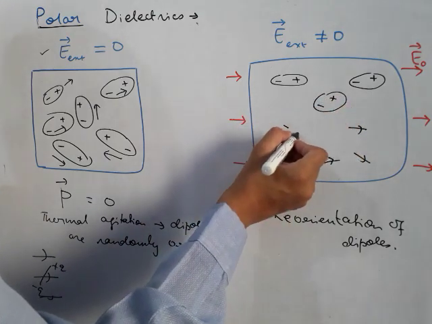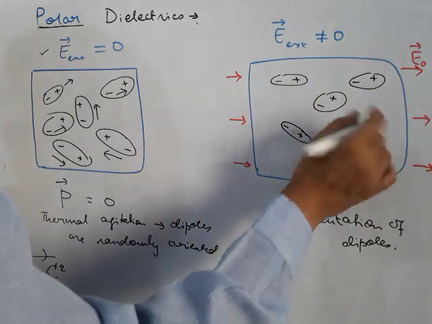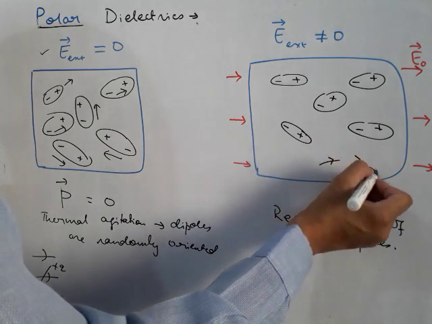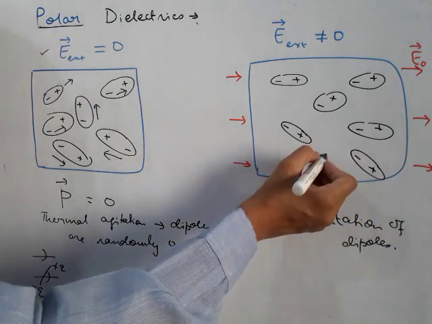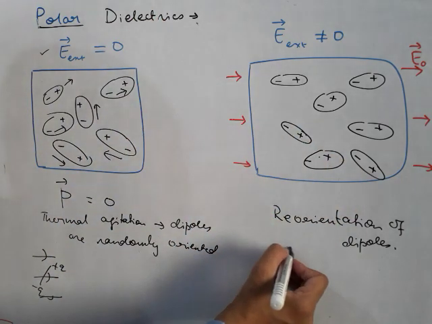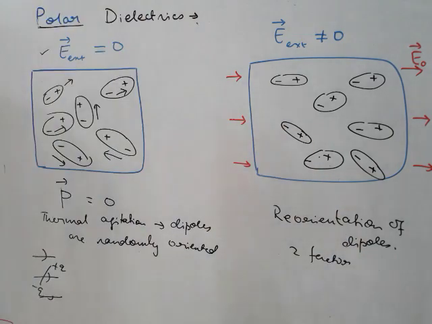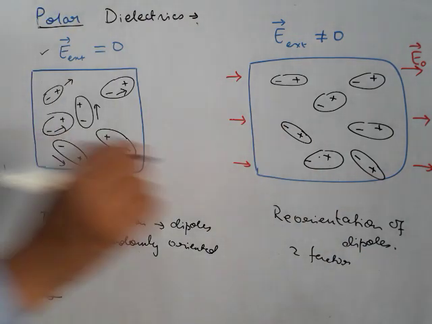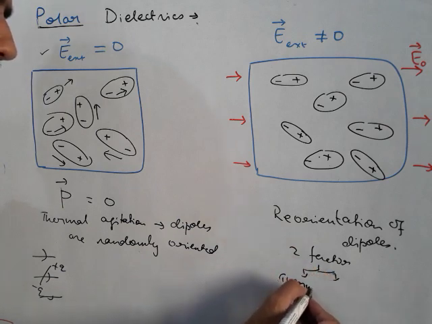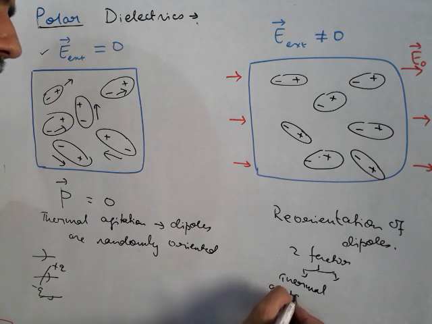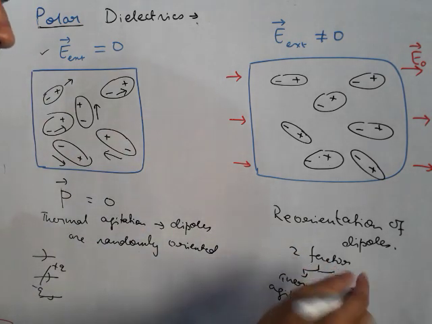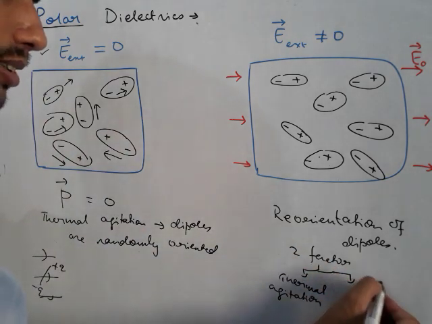So there are two factors, students. One is the external electric field, which tries to align the molecules or the dipoles in the direction of external electric field, and there is another factor, that is thermal agitation. So I am writing here, there are two factors. You should make a note. While making notes, please indicate these things, they are very important. What is one factor? One factor is temperature or thermal agitation. And what is the other factor? The other factor is electric field.